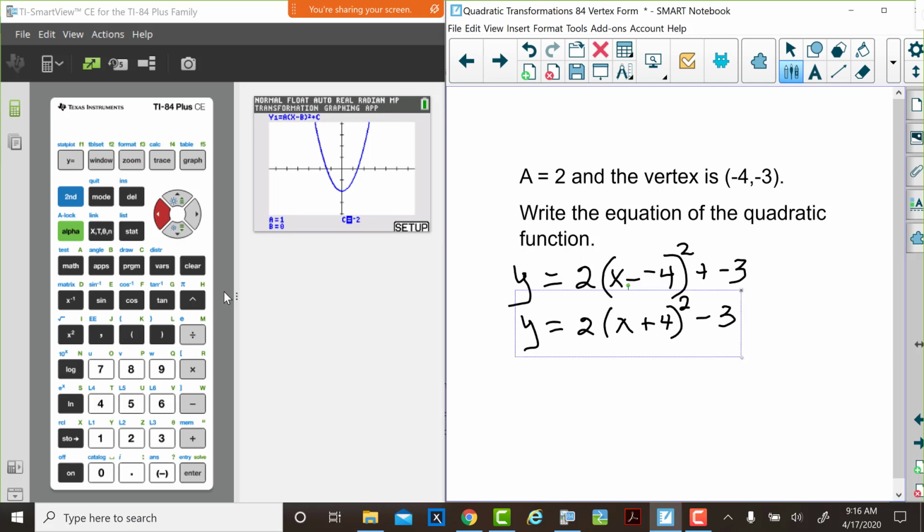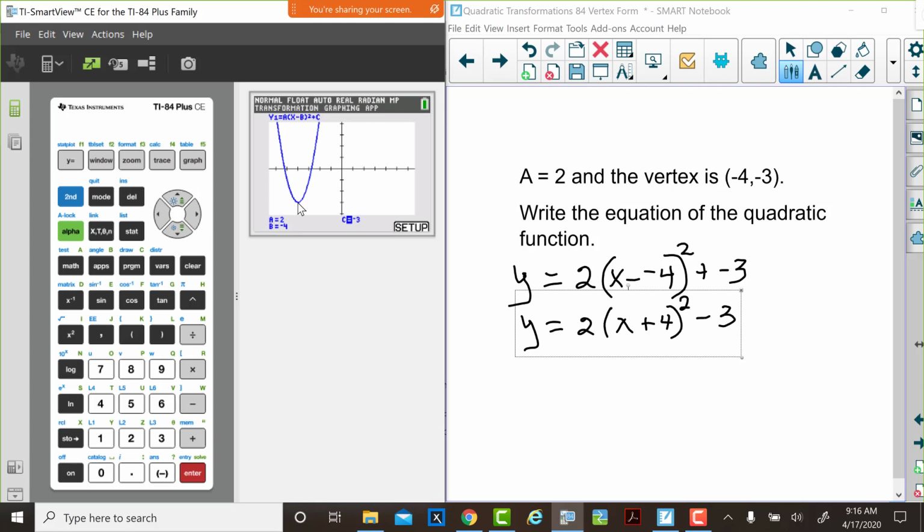Since a is equal to 2, Judy can go and change the a value to 2, and we see it's more narrow than the parent function where a was equal to 1. The x value of the vertex, the b value in this case, is -4. We should have a horizontal shift 4 units to the left, and the c value is -3. So compared to the parent function, there was a vertical shift 3 units down. Hopefully your equation looks like the one at the right.